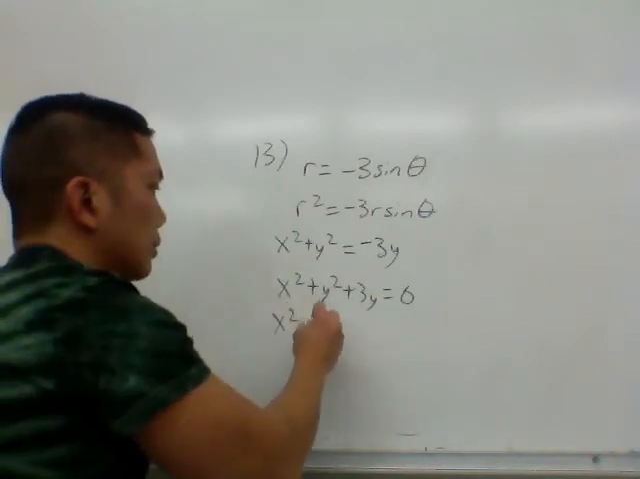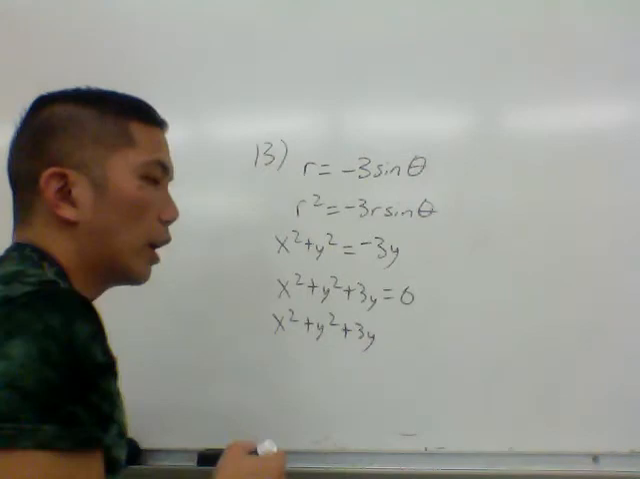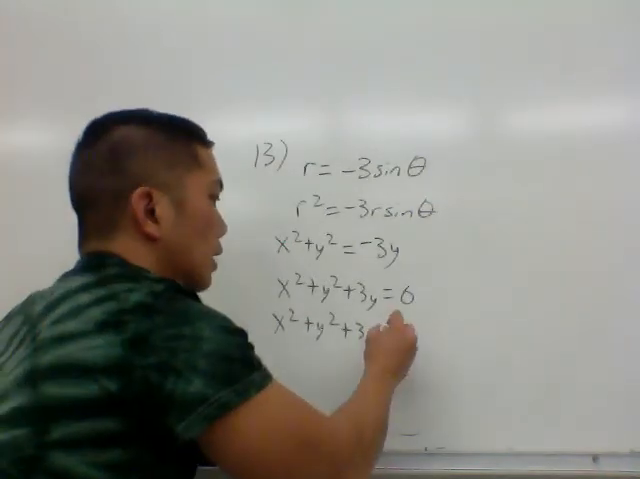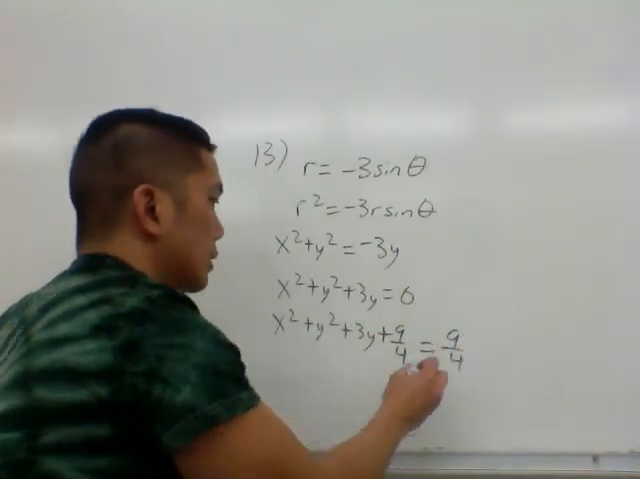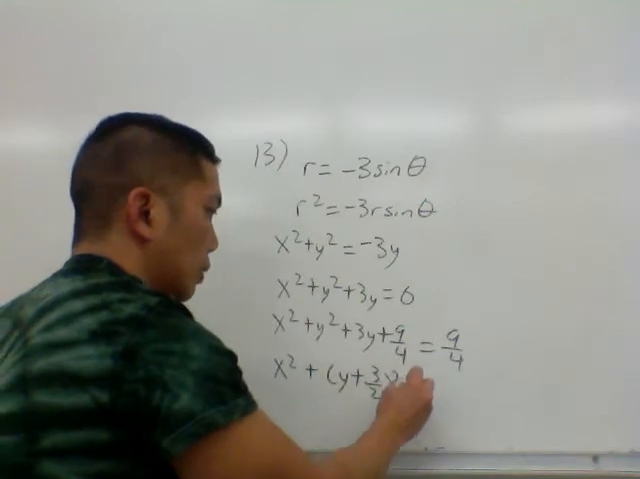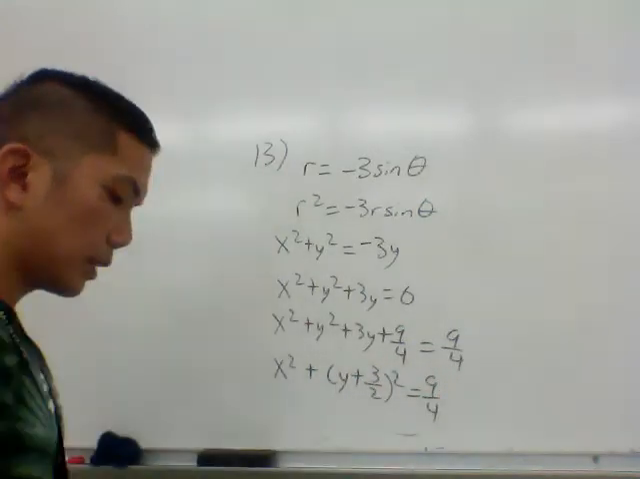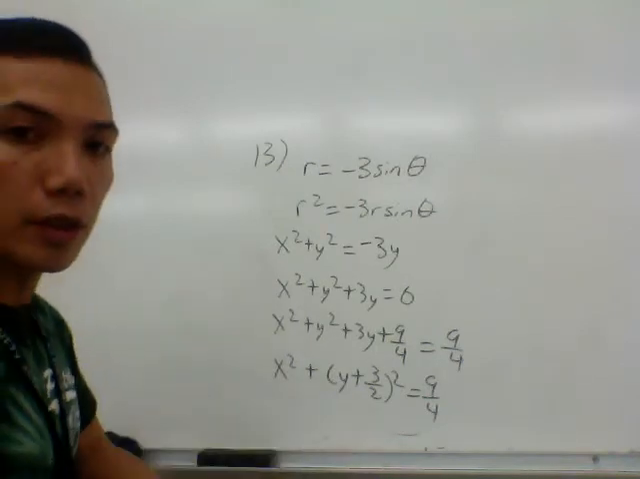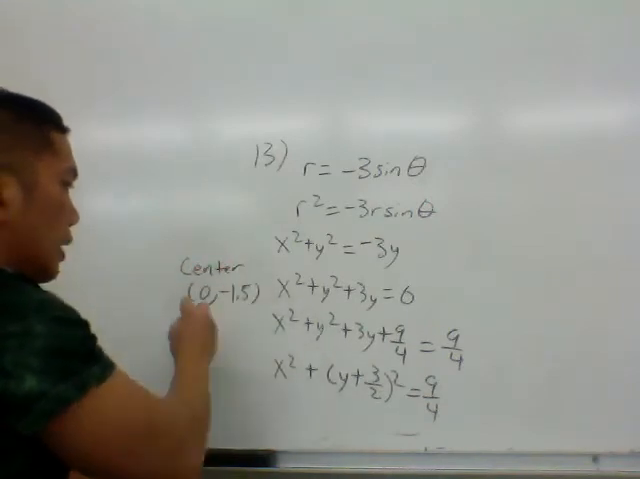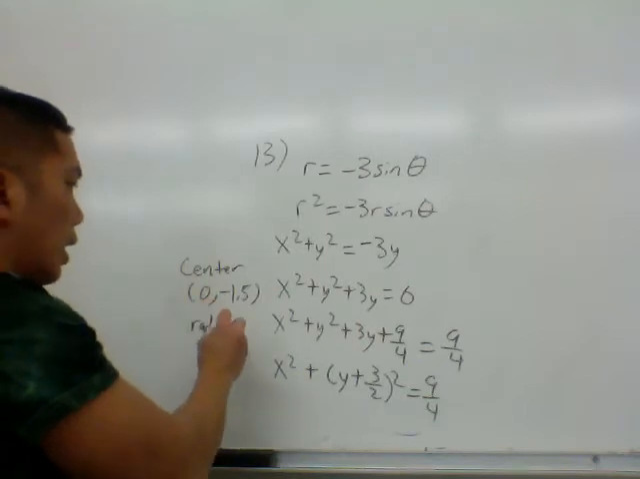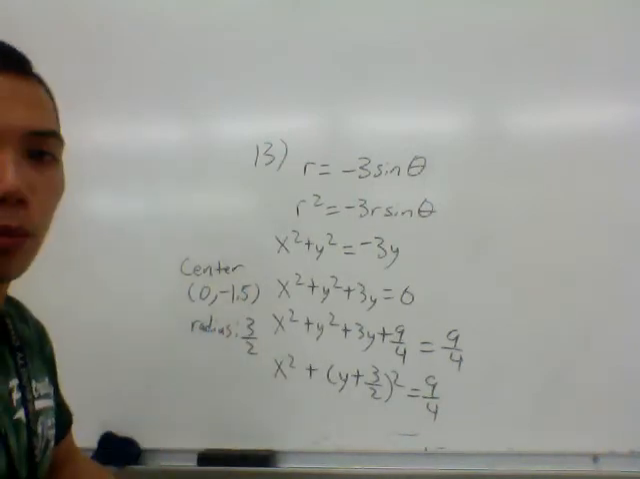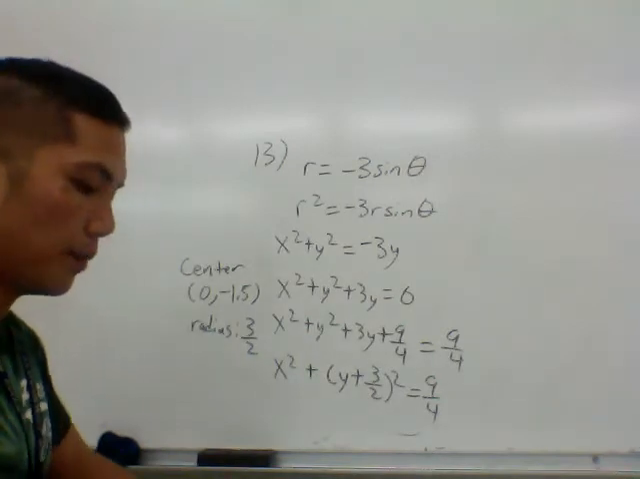So this is x squared plus y squared plus 3y. If I have 3, it's 3 halves, and if I square 3 halves, I get 9/4. So I have to add 9/4 to this side. When I complete the square, this is going to be x squared plus y plus 3 halves squared is equal to 9/4. When you graph this, your center should be at 0, negative 1.5, and you have a radius of the square root of 9/4, which is 3 halves. So you have a radius of 1.5. Okay.